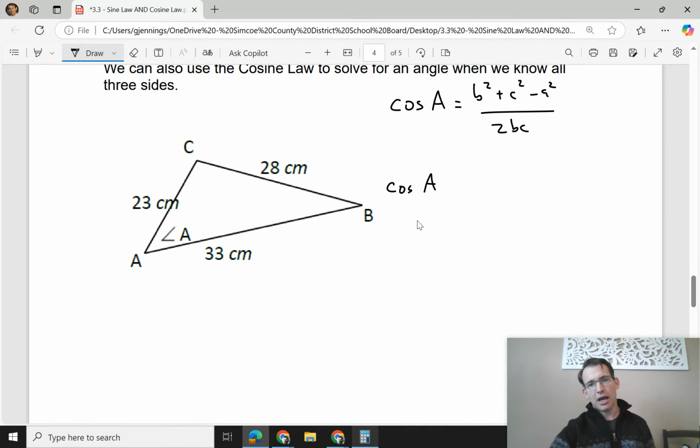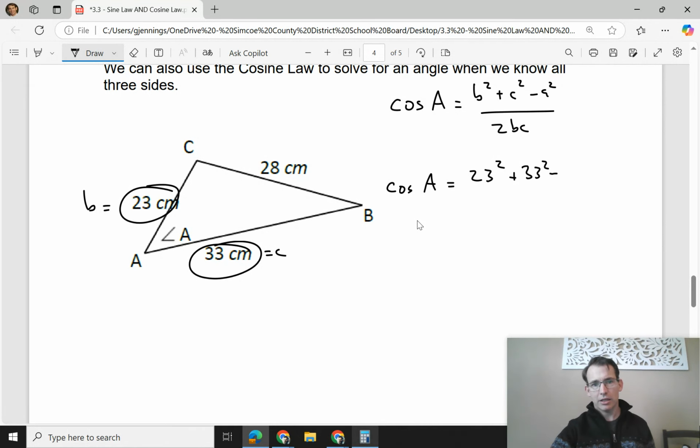Cosine of A is equal to B squared plus C squared. This is little c, this is little b. Doesn't matter which one you have where, they're interchangeable, 33 squared minus that one squared, all divided by 2 times 23 times 33. And that's what we're going to punch on our calculator.